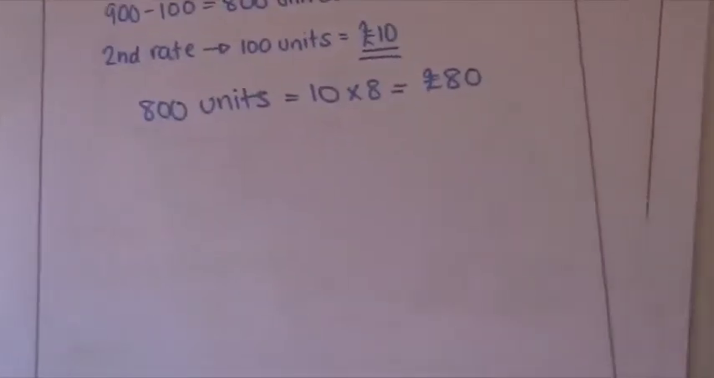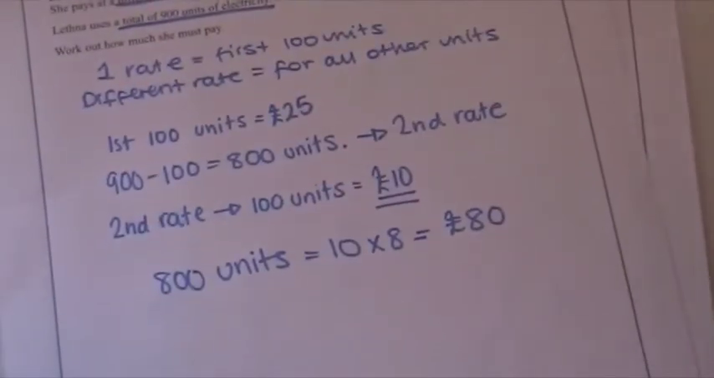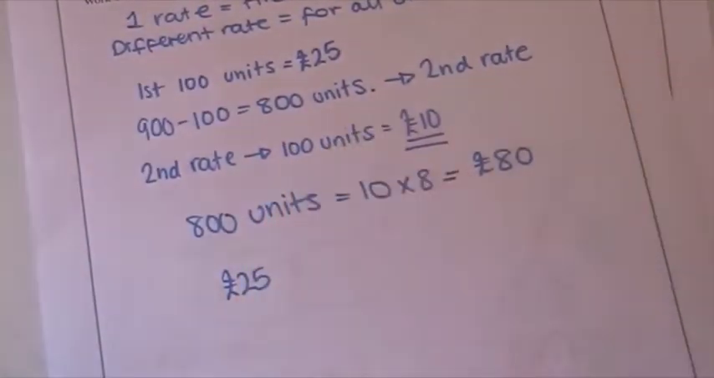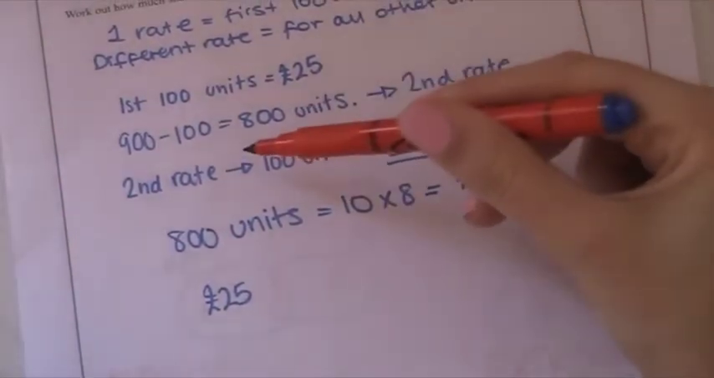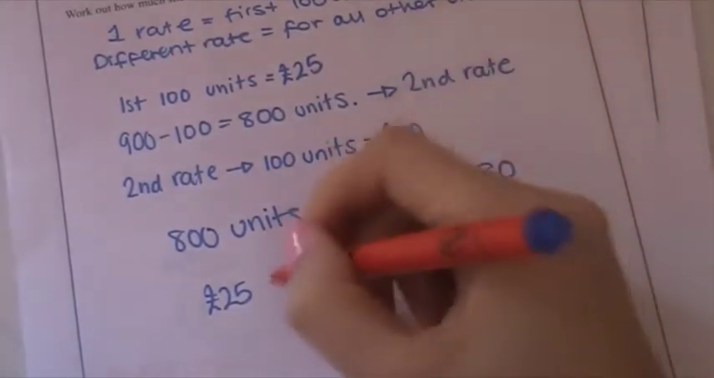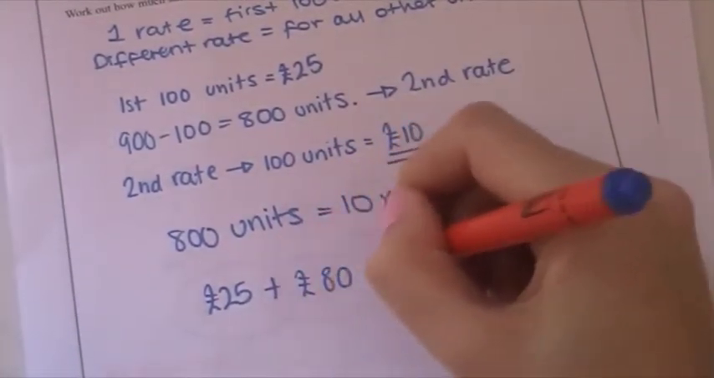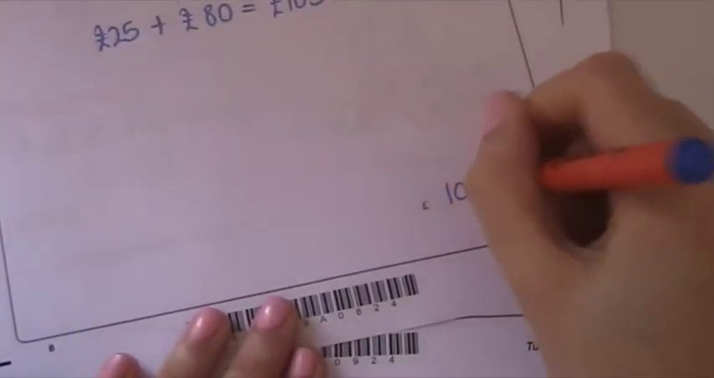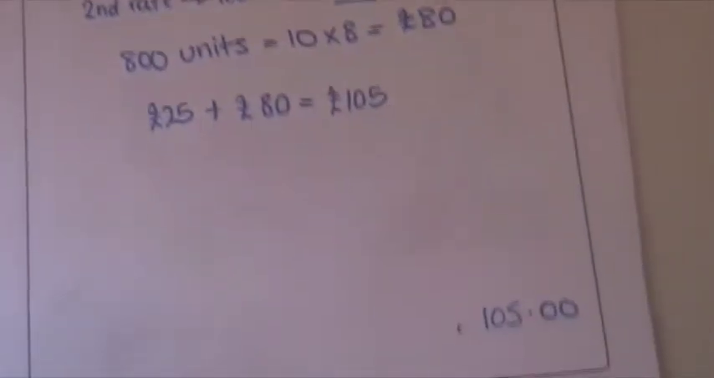Now, I'm not finished there. I need to add them up together. So we've got first 100 units was £25, and the second 800 units was £80. So that gives me a total of £105. So down here, Lethna has paid £105 exactly for her 900 units of electricity.